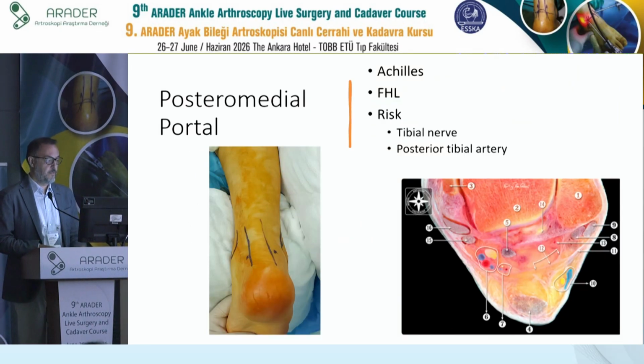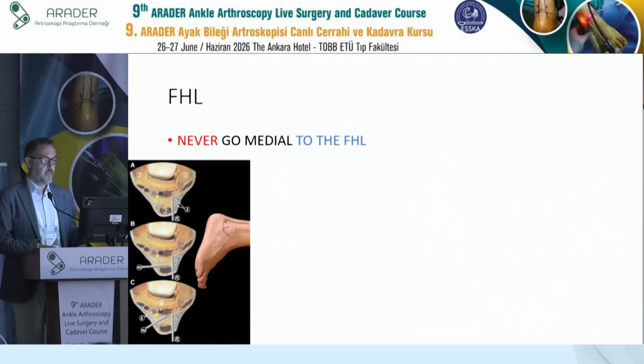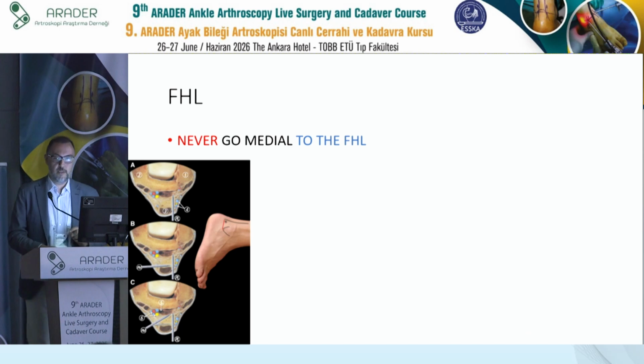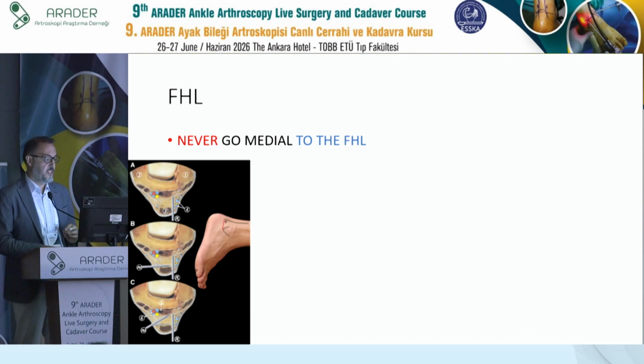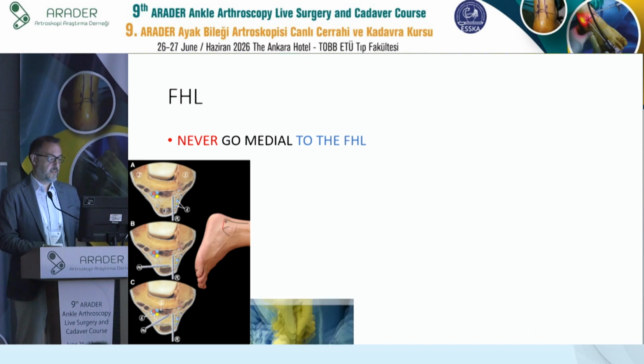Then we introduce the posteromedial portal. Here you can see both of them at the same time. But here the risk is much bigger. We have the tibial nerve, the posterior tibial artery, and our landmarks are the Achilles tendon and FHL. So we should never go to the medial side of the FHL because the neurovascular bundle stays there.